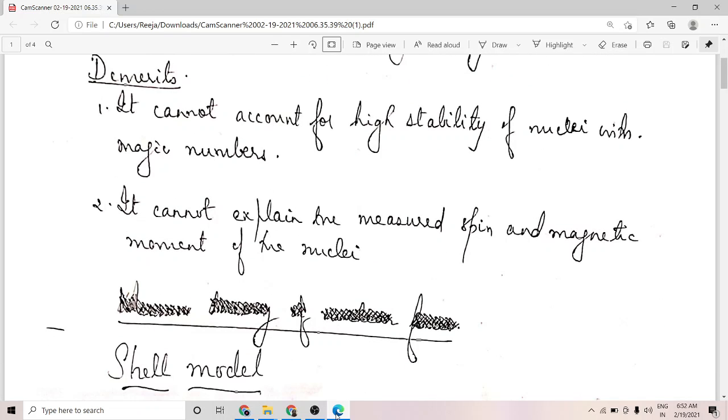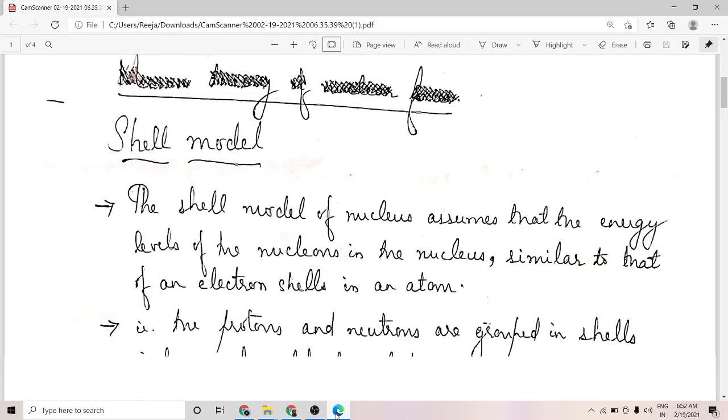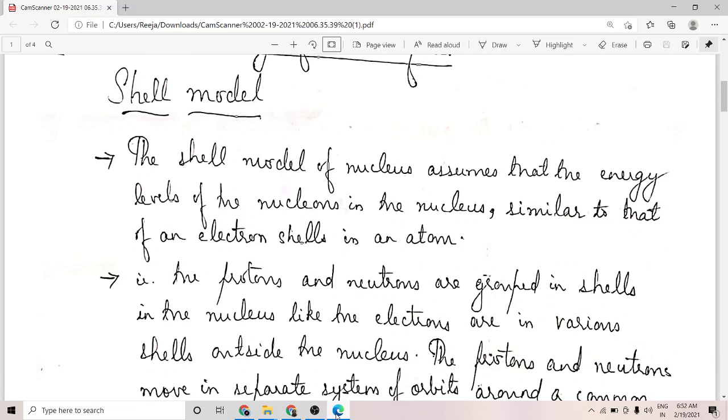So a much improved version or a varied version of the nuclear model was put forward, that is the shell model. In the shell model of the nucleus, the energy levels of the nucleons in the nucleus is similar to that of the electron shells in an atom. Just like how the electrons are arranged in energy levels, it is assumed that inside the nucleus, the nucleons are also arranged in energy levels.